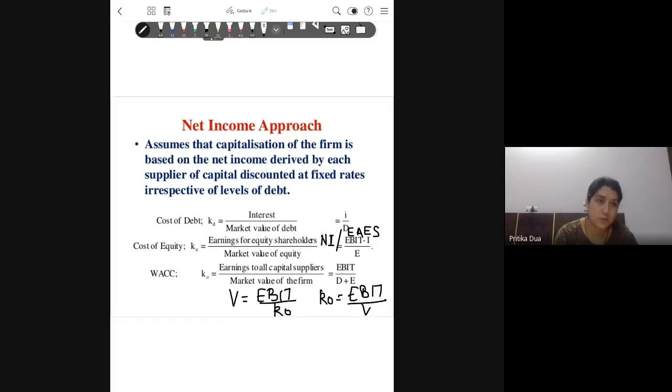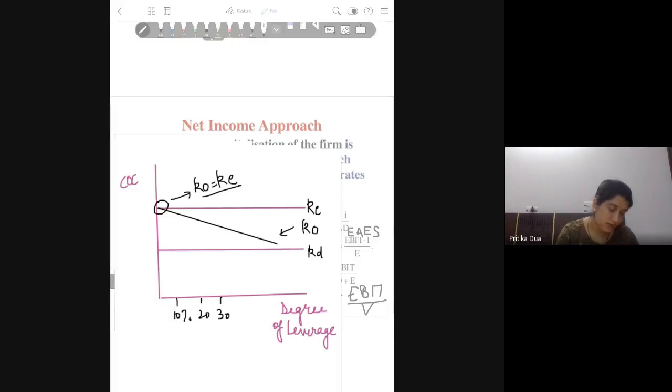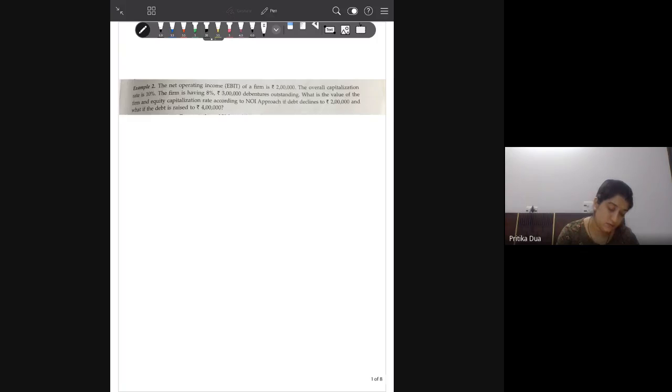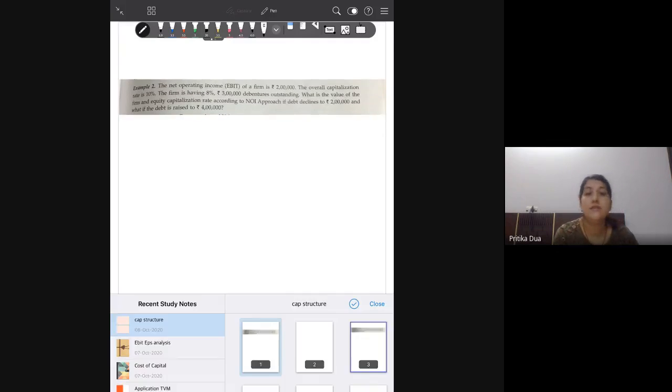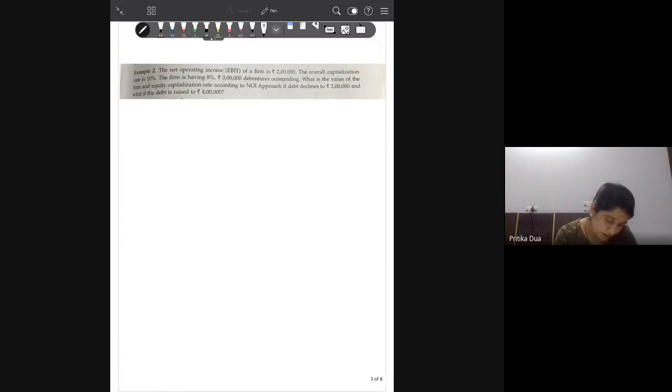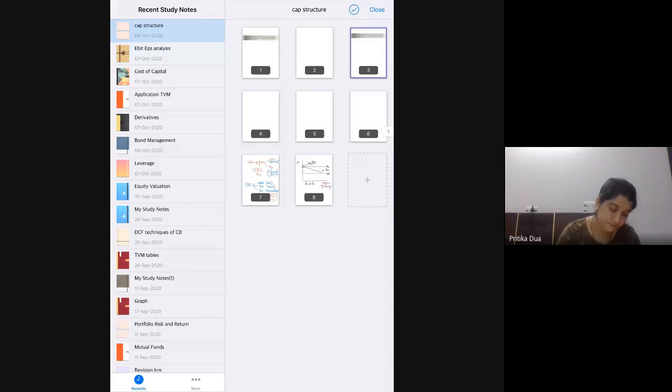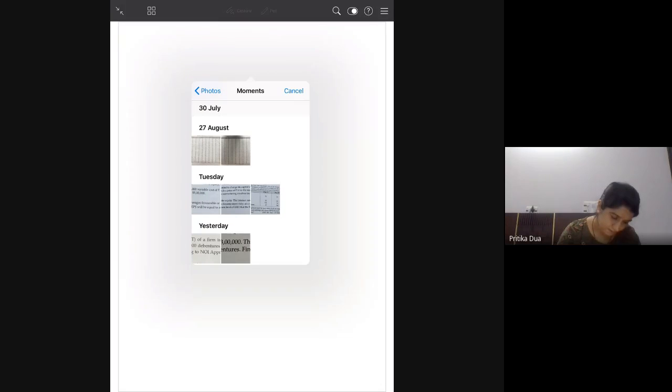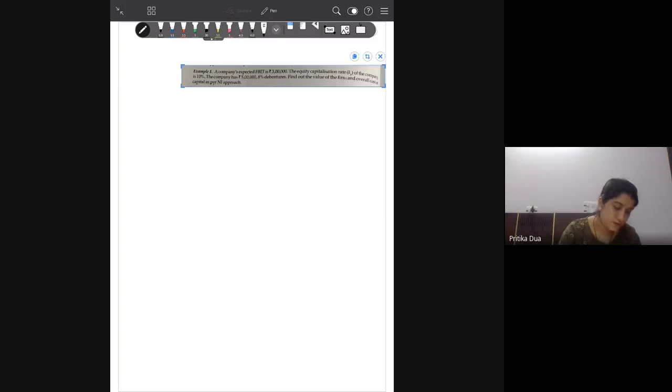So we come to a question on the same, on the net income approach. This is the question on net income approach. The net operating income of a firm is 2 lakh. This is your EBIT. The overall capitalization rate is 10%. Sorry, this is NOI. I think I've taken both the questions same. Just give me a second, I'll add the question here. Okay. So here's the question.